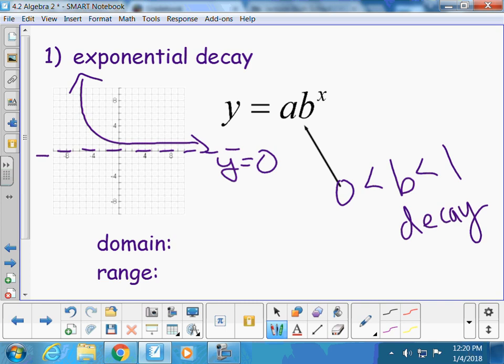Who wants to try domain and range? This is pretty easy. Maddie, go. Okay, and what about range? No, we can't go down here. There's an asymptote. An asymptote means we can't go past that boundary. So we can't ever go down here. So good. 0 through infinity.